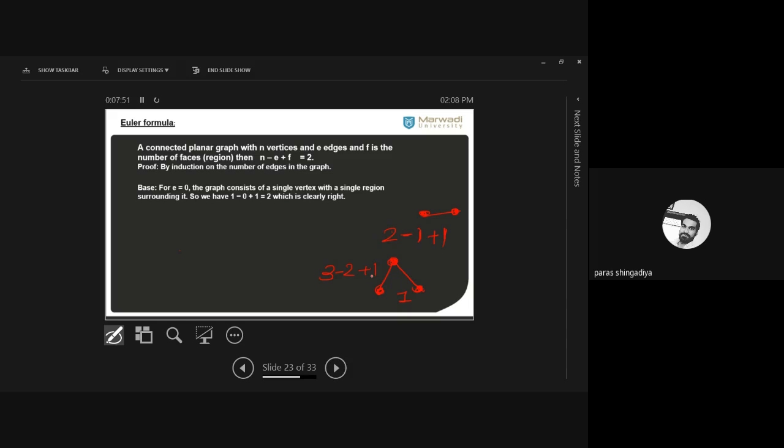Now in the next step, we will suppose that this formula will work for all such graphs. All graphs with no more than E edges, meaning up to E edges. Any graph which has up to E edges, this formula is correct. That is our supposition. Let's suppose that this formula works for all such graphs which involve up to E edges.